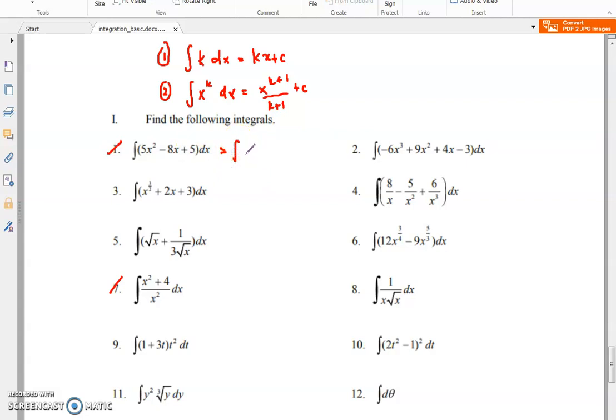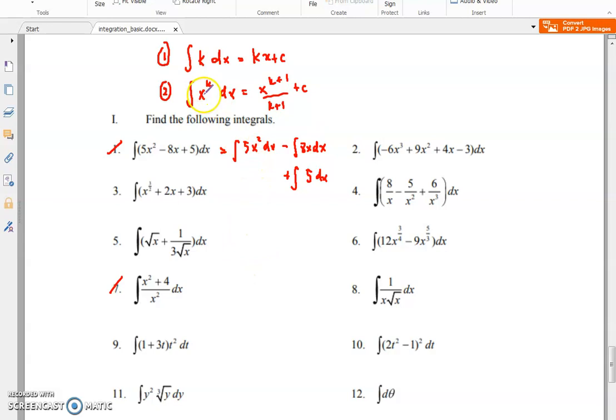So you can split it into 3 integrals. You are going to get the integral of 5x to the power of 2 dx, minus the integral of 8x dx. Now I don't have space here, so I put it at the bottom: plus the integral of 5 dx. So you can split it into 3 integrals. Let us do it quickly one by one.